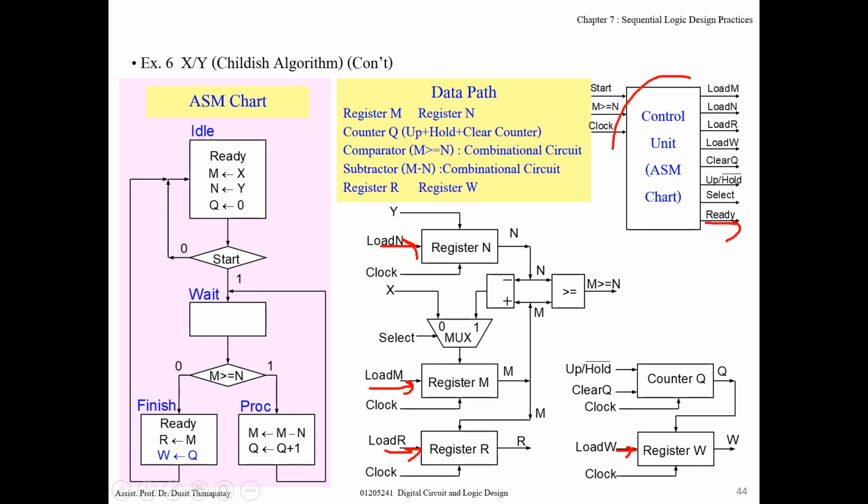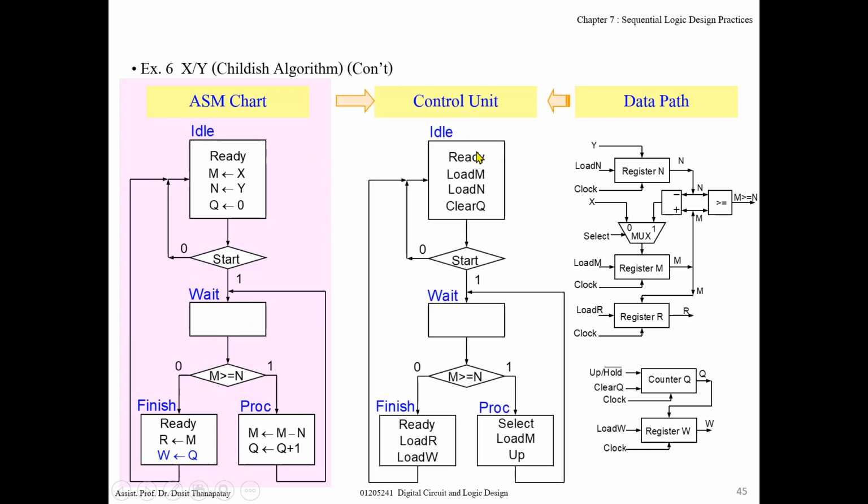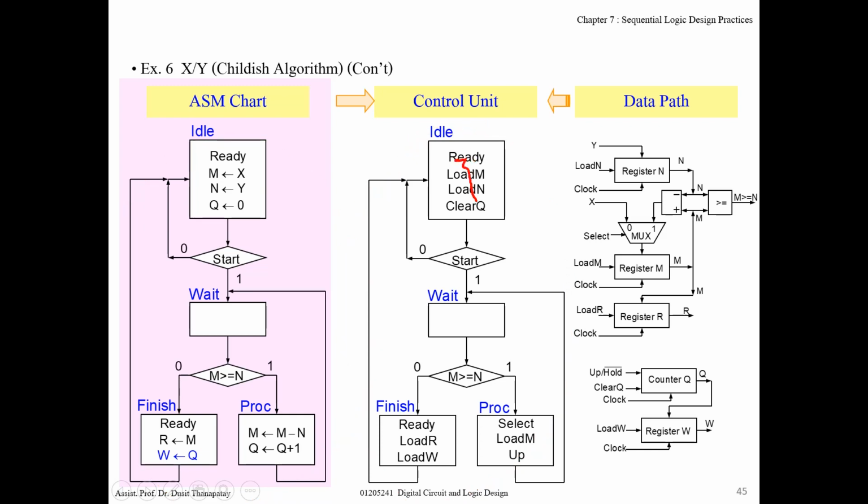Now, let's go to the control unit design. To design this control unit, actually you can start from this ASM chart. It's very easy. From this ASM chart, you can use it to design the control unit, by copying the ASM chart but changing the detail inside the state boxes, namely this one, output ready. It's still the same.